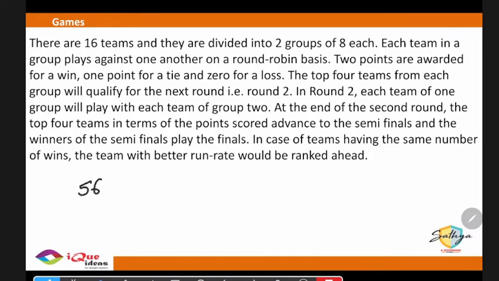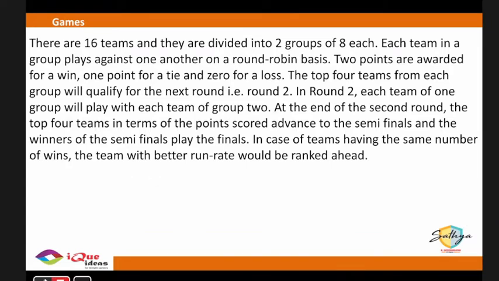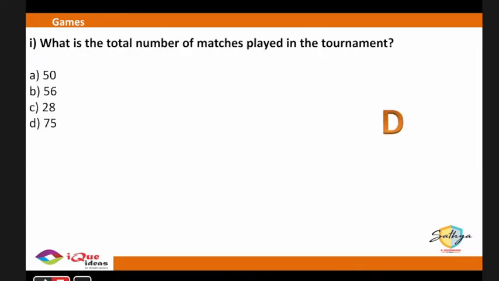Now it says in round 2 each team of one group will play with each team of group 2. So that means there will be a total of 4 into 4, that is 16 matches. तो 56 plus 16, 72 matches हो गए. फिर 2 semis में हो गया, एक फाइनल हो गया, so you will get a total of 75 matches. Got this one? According to the rules of the match, there must be a total of 75 games here.